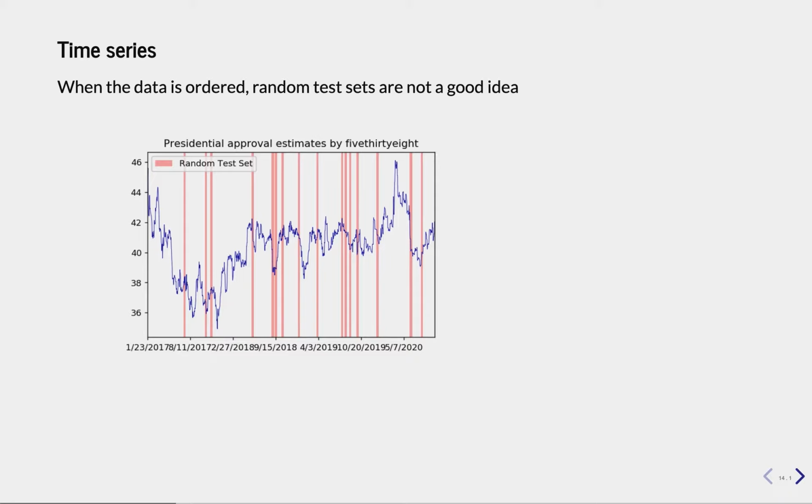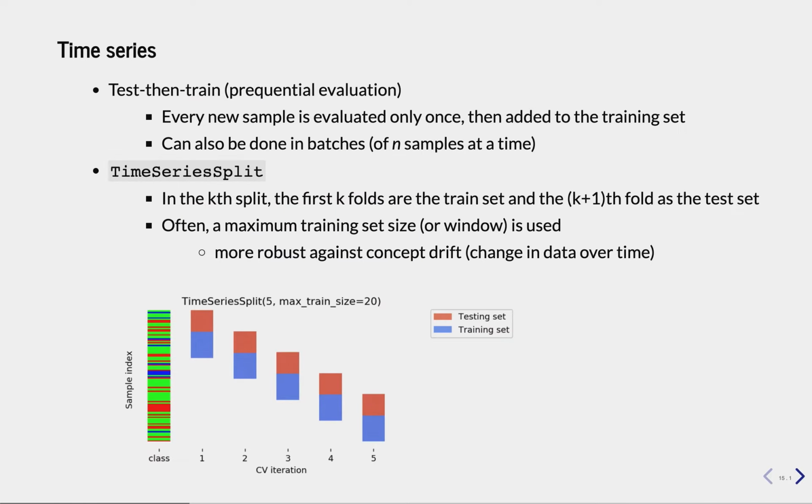Now, when data is ordered, none of this will work, right? Because any shuffling or random splitting will destroy the order of the data, right? So if we have some time series data here, if you would randomly choose some points for a test set, it doesn't make sense because you're breaking the relationship between the previous points and the next points. Right? So you need to split the data a little bit more intelligently. And the way this is done is typically called test and train or sequential evaluation, with a more difficult word.